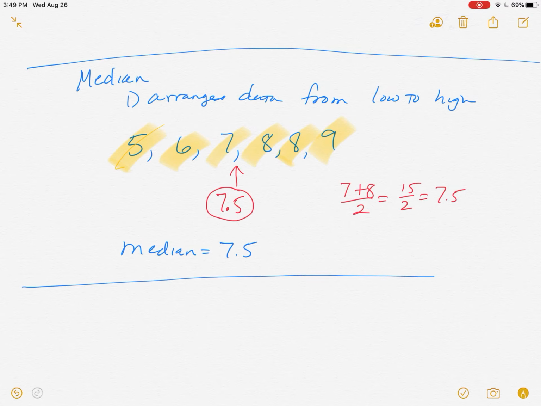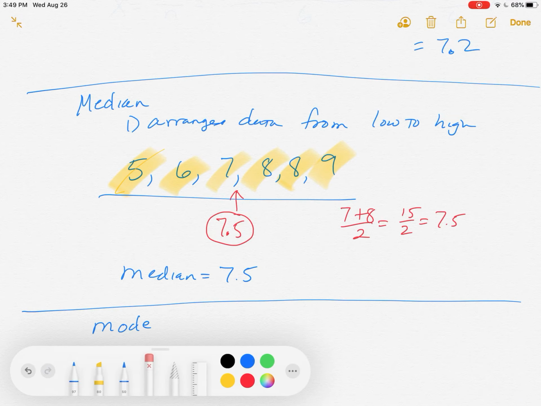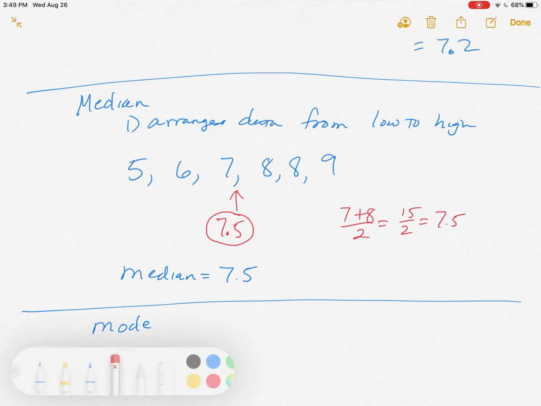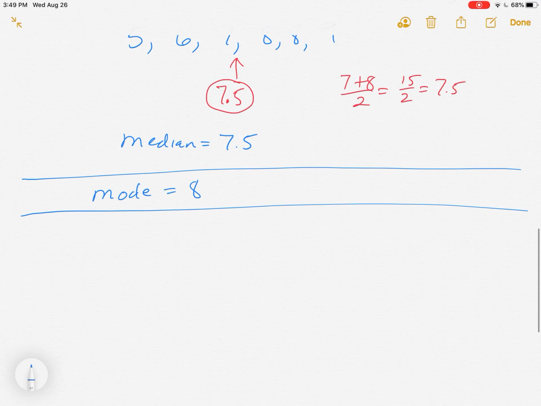The next one is super fast, the mode. The mode for this is the value that occurs most often. So I can look at this arranged data set that's right here, and let me take off those highlights. Grab the eraser really quick and remove some highlights. And let's look at this data. What is the value that occurs most often? The moment that you see it is the moment you can be done. It's 8. The value that occurs most often is 8.